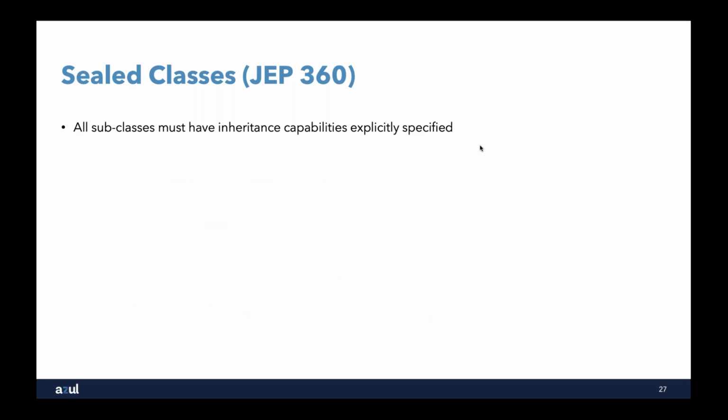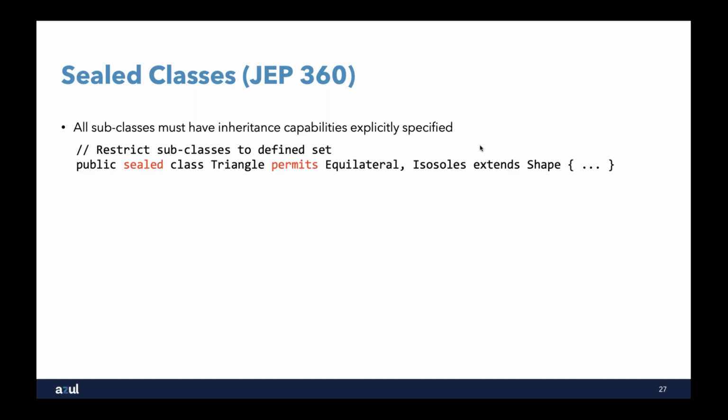When it comes to the subclasses of a sealed class, we have to specify the inheritance capabilities explicitly of each of those. And there are 3 different ways of doing that. So we can look at examples of each of those. The first of those is that we can continue to make the subclass sealed and specify further subclasses that are allowed to inherit from that. We use the same syntax we saw before. In the case of our Triangle, we would say sealed class Triangle, add a permits clause, and say that the Equilateral class and Isosceles class are allowed to inherit from Triangle, which extends Shape.